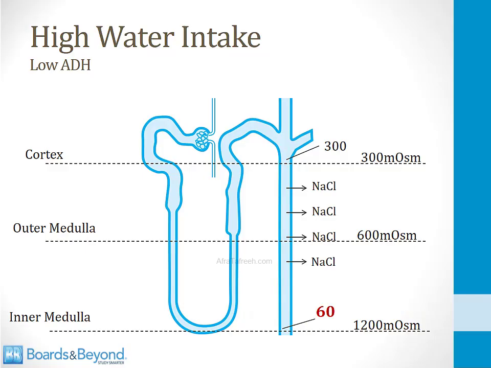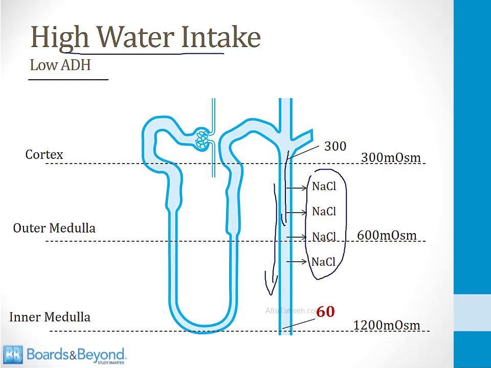In contrast, if you consume a high water intake, for example, if you chug 8 glasses of water, your ADH level will get very low. This will make the collecting duct impermeable to water. Now, as that tubular fluid moves down the collecting duct, some sodium chloride resorption continues to occur, driven by those pumps we talked about before in the principal cells.